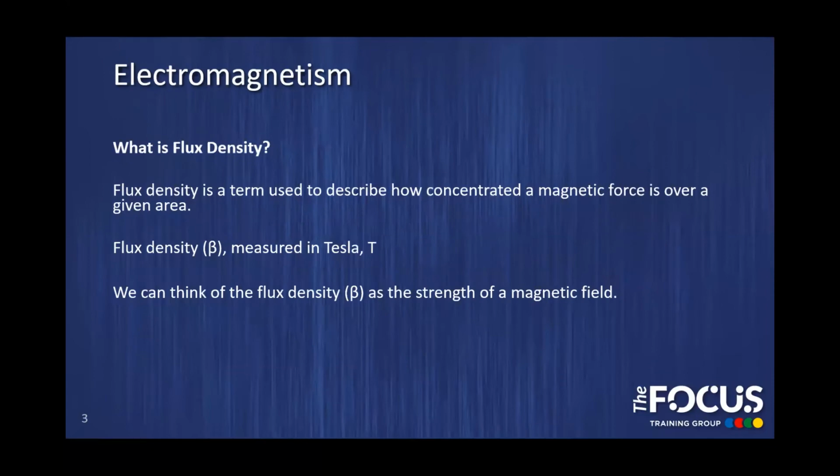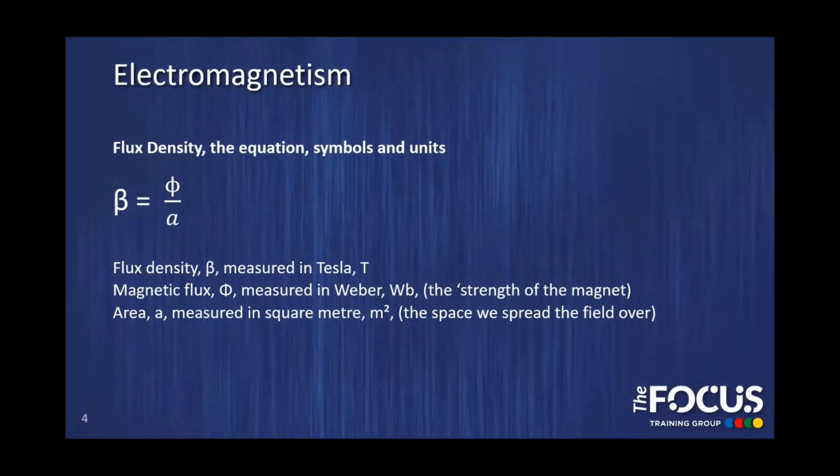Flux density can be thought of as the strength of the magnetic field. The symbol for flux density is beta, and the unit for flux density is Tesla. As we see from the formula, there are two factors which affect the flux density. The magnetic flux, which can be thought of as the strength of the magnet. Magnetic flux is given the symbol phi and is measured in Webers. The second is the area of the field, which is measured in square meters.